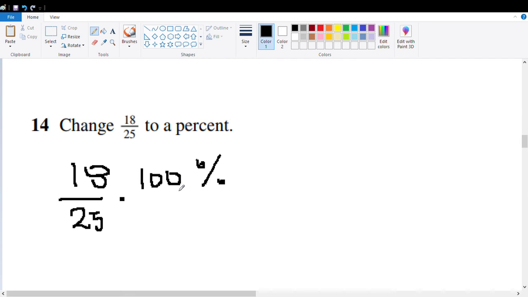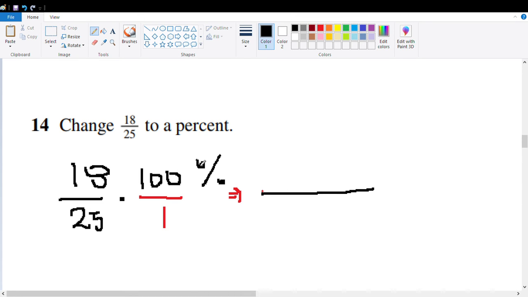Okay, now what do? Well, can we multiply it already? No. So first thing first, you need to change 100% to a fraction, and to do so we just add 1. So it's going to be 100 over 1, and we're just going to ignore the percent later on. You're going to treat the percent like a variable. So now we can multiply 18 over 25 times 100 over 1.